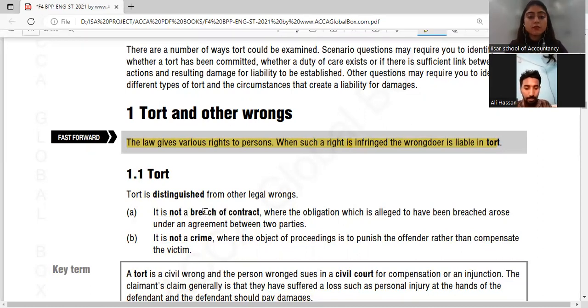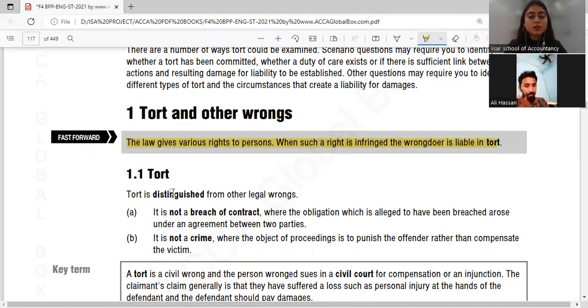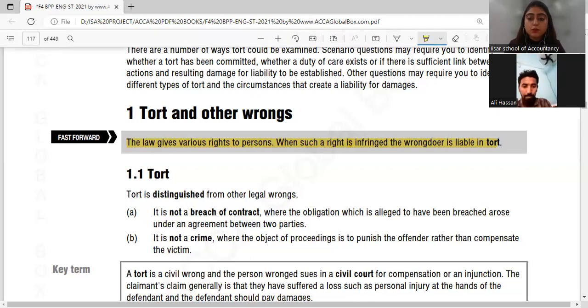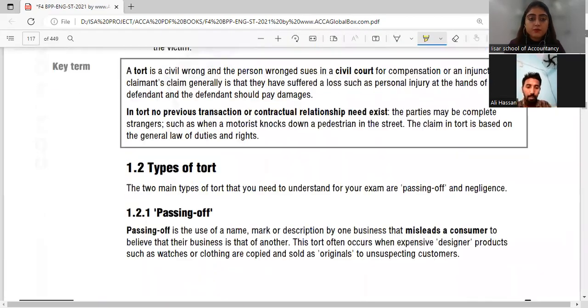Tort ka basically matlab ya maksad kya hai, and how tort is different from breach of contract. Because agar breach of contract aur tort ek hi cheez hai, to phir iska matlab hua ke hum ek alag se ye naya word kyun padh rahe hain. When the breach of a contract and tort is the same thing, what's the point of doing this all over again? So, let's see how a tort is different from a breach of contract.